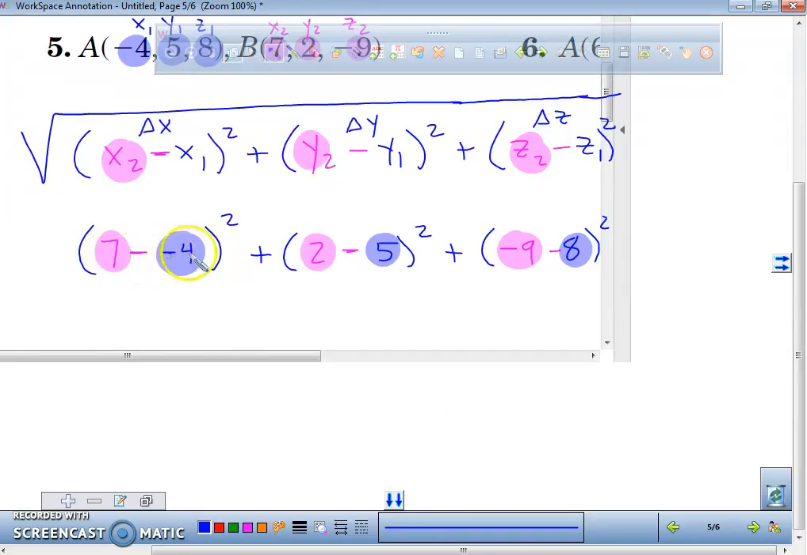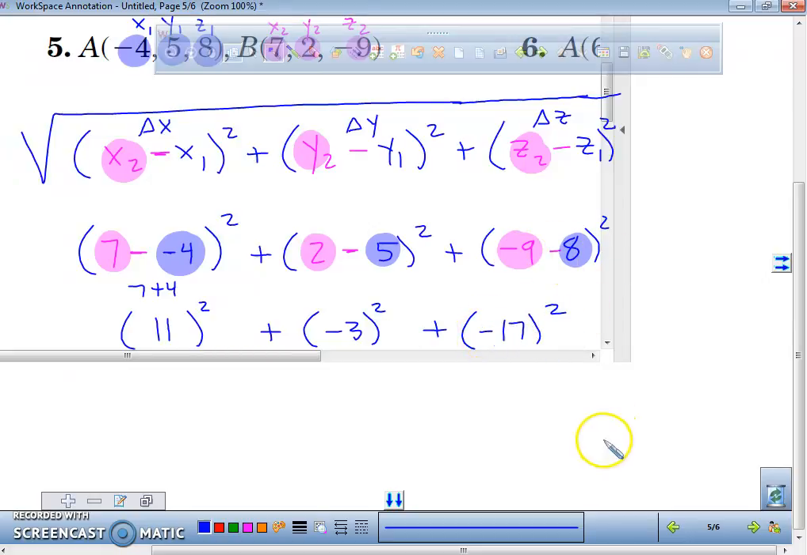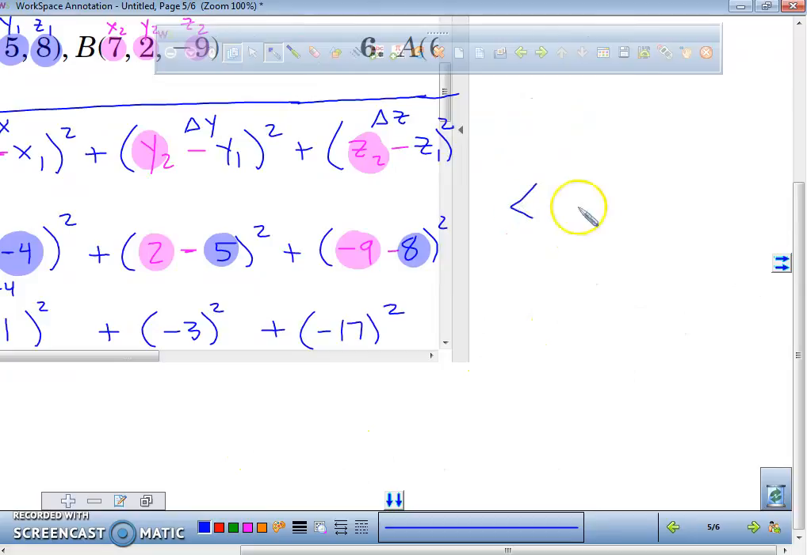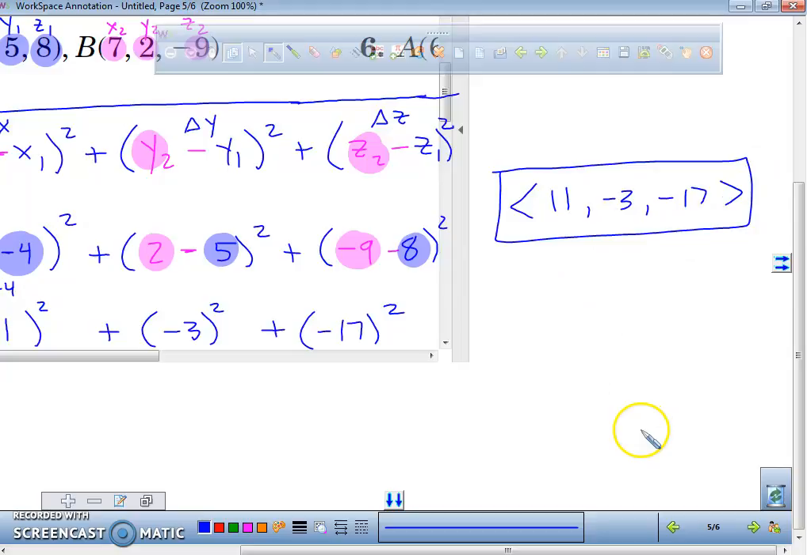What is 7 minus a -4? What's that going to end up becoming? 7 plus 4, so that's an 11 squared. 2 minus 5, what does that become? -3. Make sure you keep it inside of the parentheses. Very important. -9 minus 8 is what? -17, squared. Now everybody, your vector that you need to write for your ordered triple is 11, -3, -17. That's one of your answers. That's the ordered triple that you're asked to write. This is the change in your x, this is the change in your y, this is the change in your z. That's how you write the ordered triple.